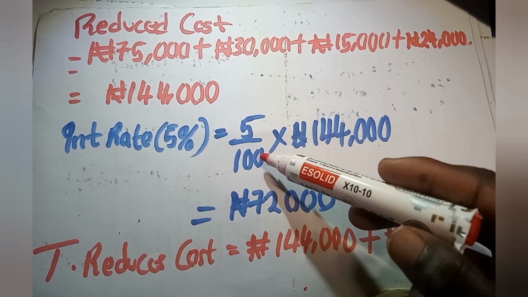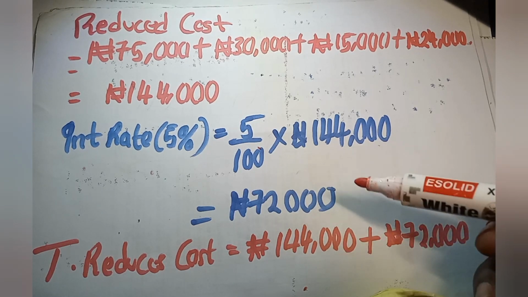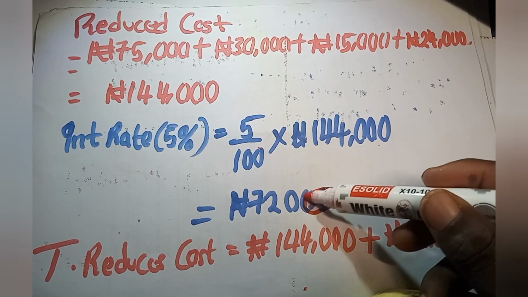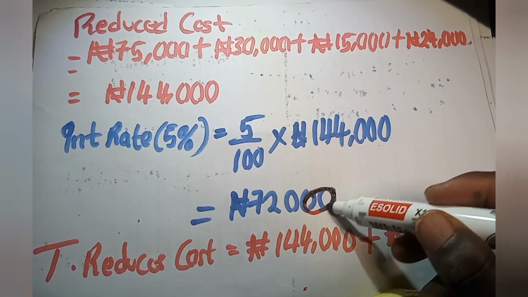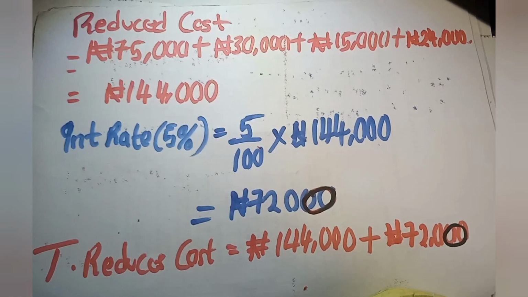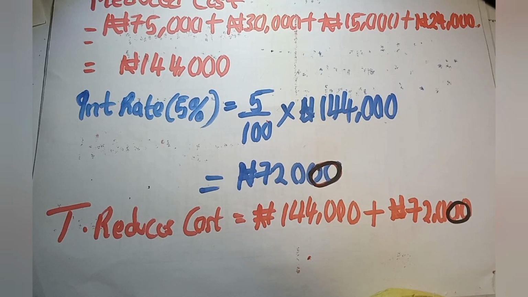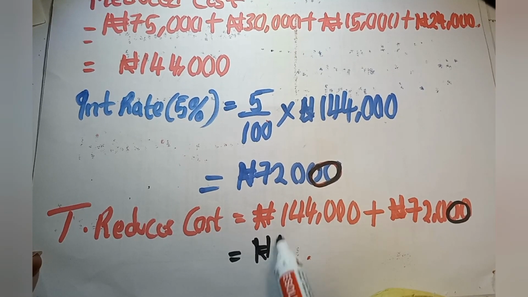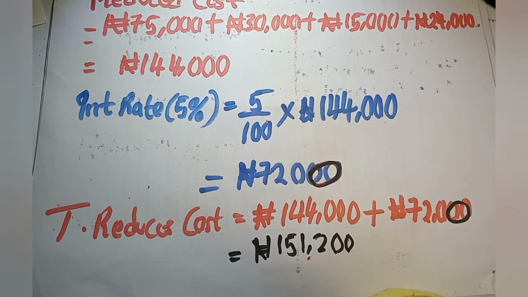Let's try it again. The interest rate 0.005 multiplied by 144,000 naira. That's 7,200, not 72. Oh, that's a mistake. Not 72, 7,200 naira. So I'm going to be having 7,200 naira. So addition of, when I had this together, I got 151,200. So this is the total reduced cost.